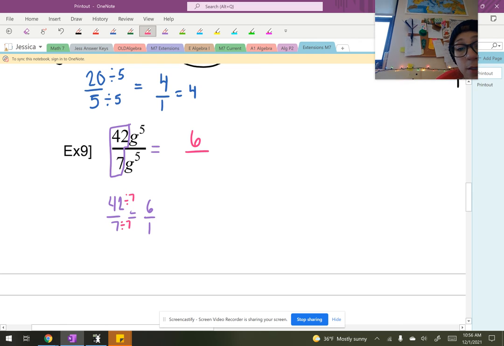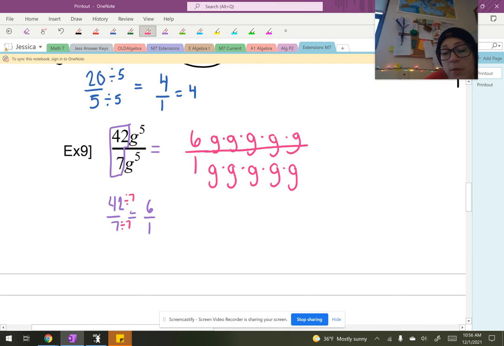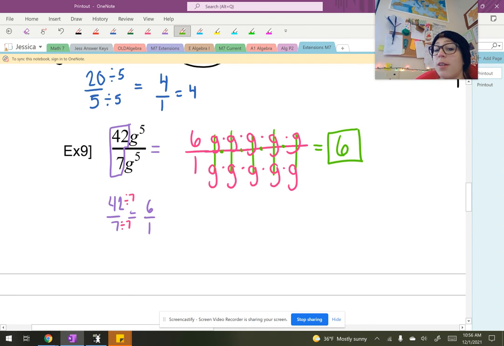So I've got 6 over 1, and now let's expand. On the top, I have g times g times g times g times another g. On the bottom, g times g times g times g times another g. G divided by g is 1. G divided by g is 1. G divided by g is 1. 1 times 1 times 1 times 1 times 6 gives you a final answer of just 6.